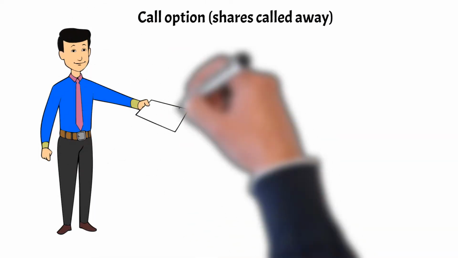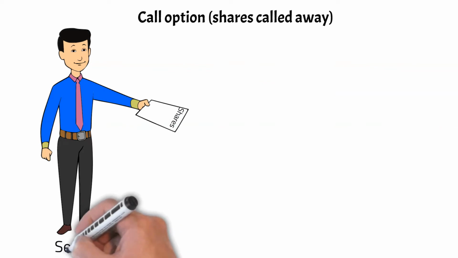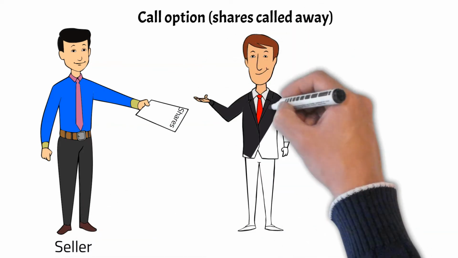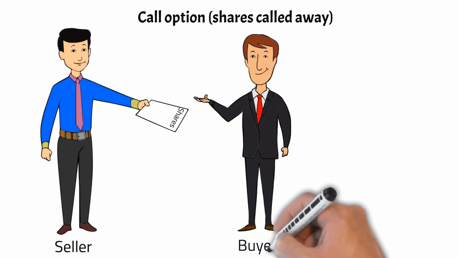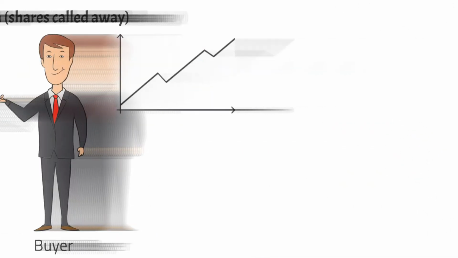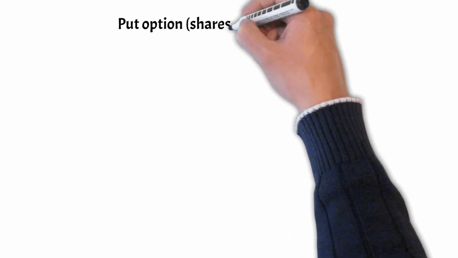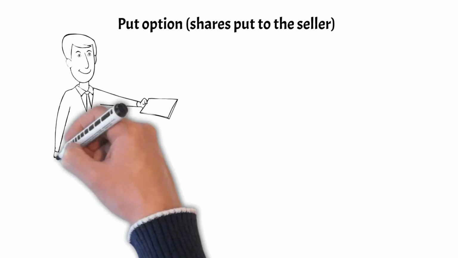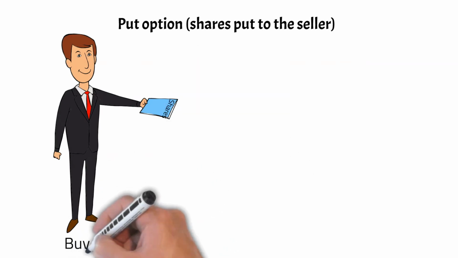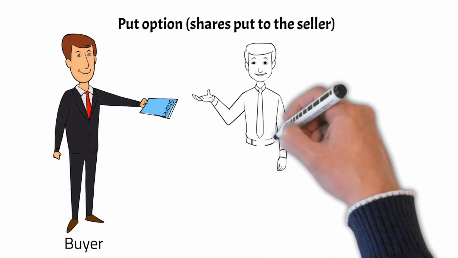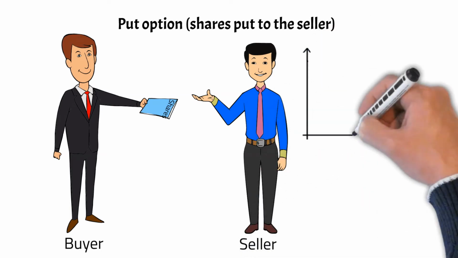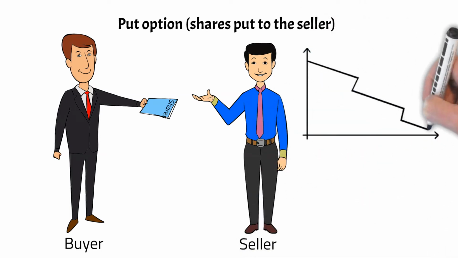In a call option, the seller has the obligation to sell the shares if the buyer exercises their contract. The shares are being called away because they have increased in value. In a put option, the seller has the obligation to buy the shares if the contract is exercised. The seller is put the shares because the value has decreased.